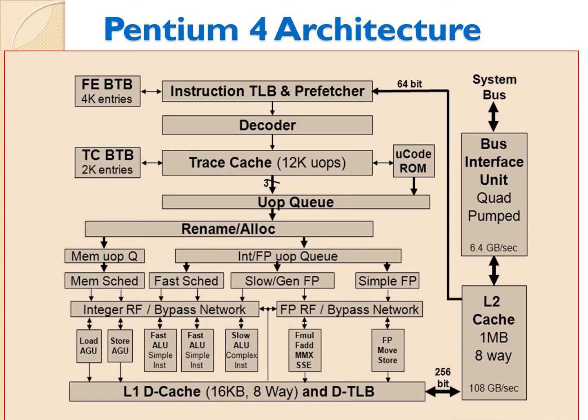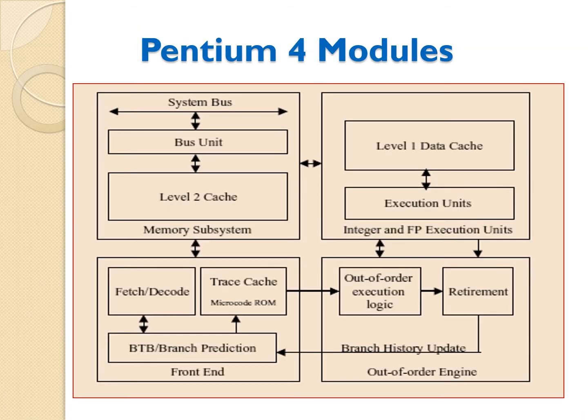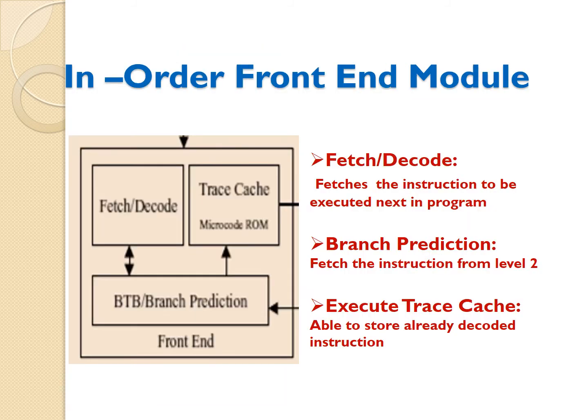The architectural diagram of Pentium 4 shows the functional units: bus interface unit, L1 and L2 cache, trace cache, instruction prefetcher unit, micro operation queue and microcode ROM. These are the modules of Pentium 4 processor. A fast processor requires balancing and tuning of many micro-architectural features. The Pentium 4 processor consists of 4 main sections of modules. They are in-order front-end, the out-of-order execution engine unit, the integer and floating point execution units, and the memory subsystem. Let us see the in-order front-end module in detail.